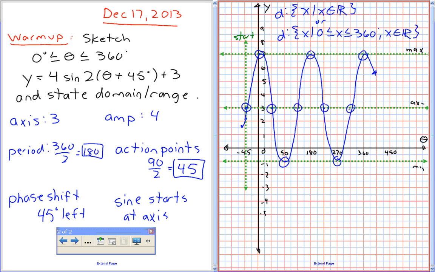Okay. What we have to do, Morgan, though, for our range is a little bit different. What's the range going to be in this case? Yeah, very good. The range is just negative 1 to 7. So my range is y such that negative 1 is less than or equal to y less than or equal to 7, y is real. Okay, that will be one question on your test tomorrow.